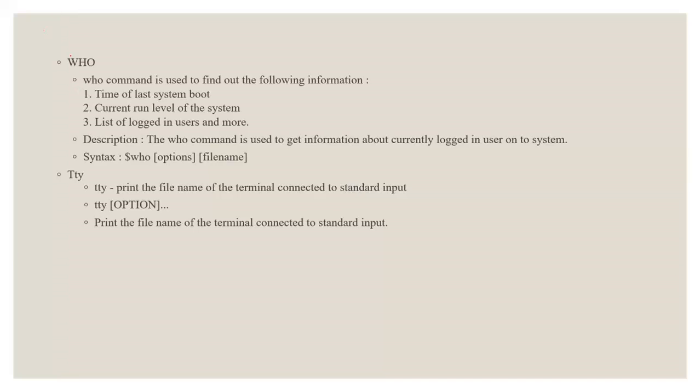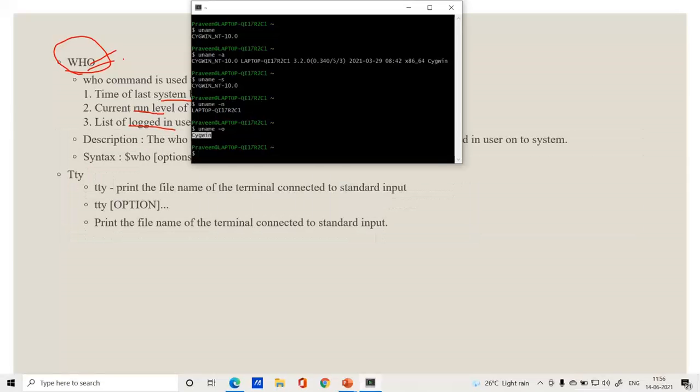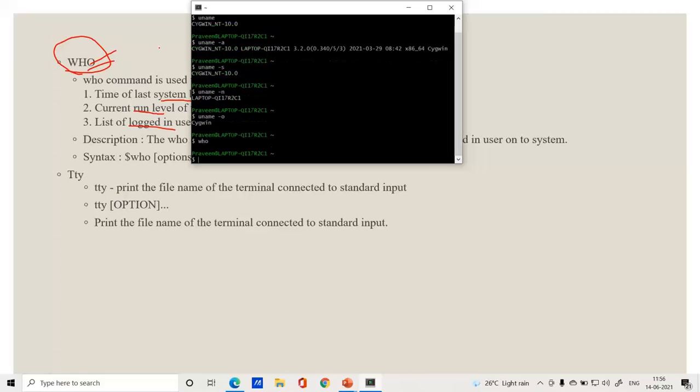Next we'll go for the who command. The who command is used to find out basic information like the time of last boot, the current running level of the system, who has logged into the system, or the name of the person who has logged in. All that information is available with the help of the who command. I'll execute this command here. I have given the who command, and it is trying to access the information.